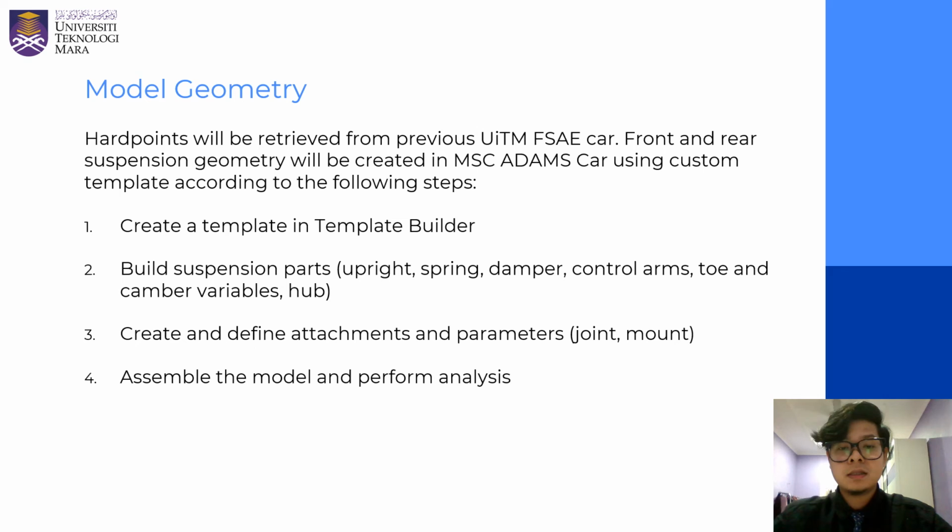Next is model geometry. Front and rear suspension geometry will be created in MSc Adams car software using custom template. Hard points coordinate will be retrieved from previous UiTM FSAE car. So the first step is to create a template in template builder. Then assign the hard points coordinate to build suspension parts which are upright, spring, damper, control arms, toe and camber variables and hub. After that, create and define attachments and parameters which consist of joint and mount. Lastly, assemble the model and perform the analysis.